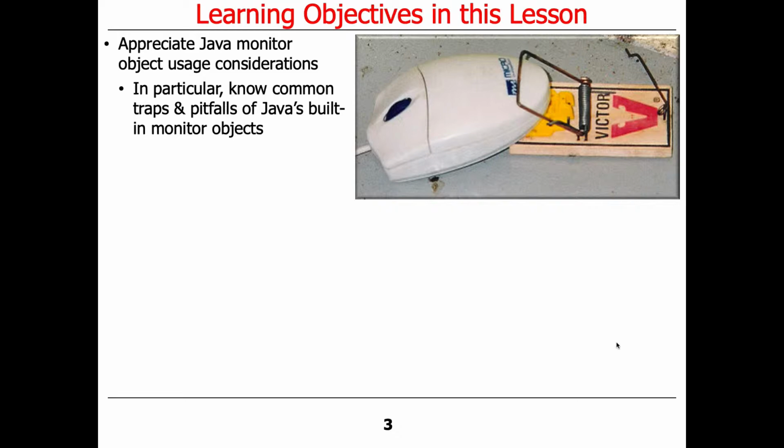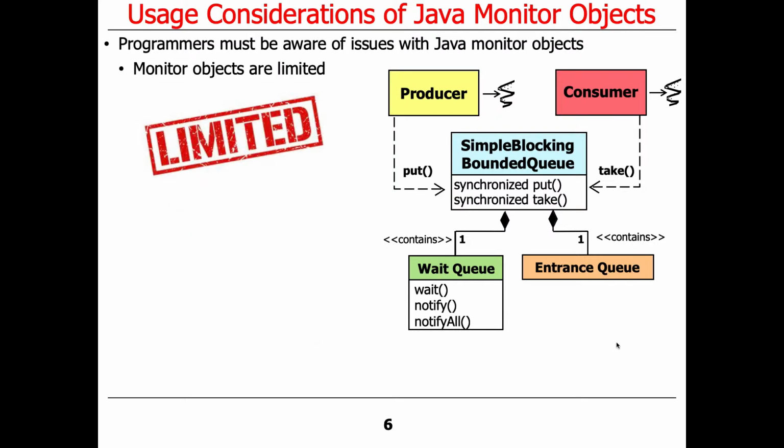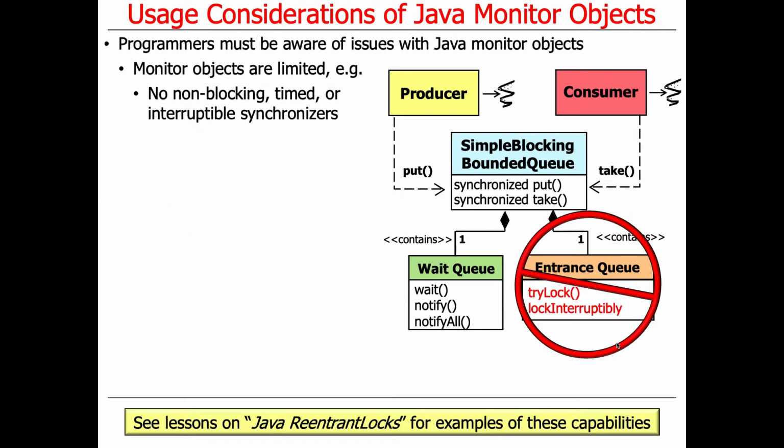So the most important thing to realize is that they come along with certain traps and pitfalls that you have to be very careful of. There's a bunch of issues with monitor objects. They're very limited in a lot of ways. They don't support non-blocked entrance. They don't have timed entrance into the entrance queue. And they don't support interruptible synchronizers in the entrance queue. So if you want that kind of finer grained control, use a Java reentrant lock, which is one reason why they're used very frequently within the Java class libraries, because they give you a lot better, finer grained control over the primitives.